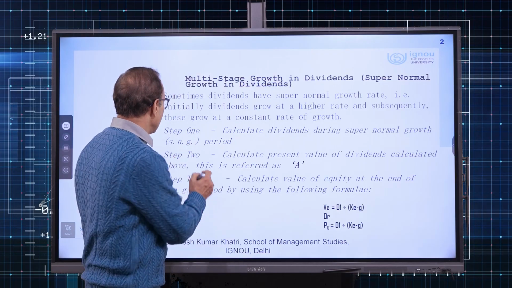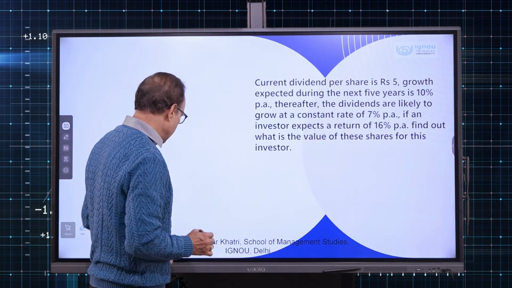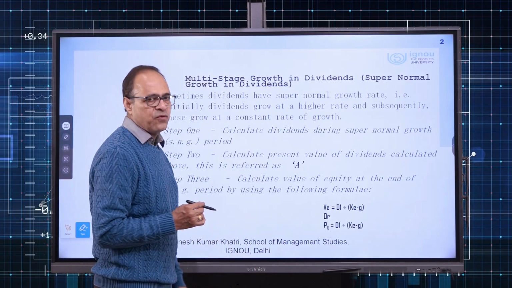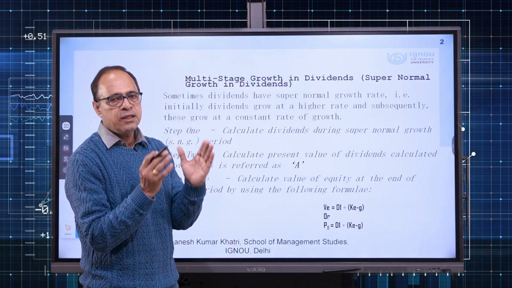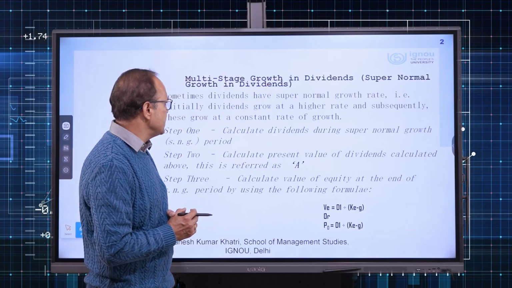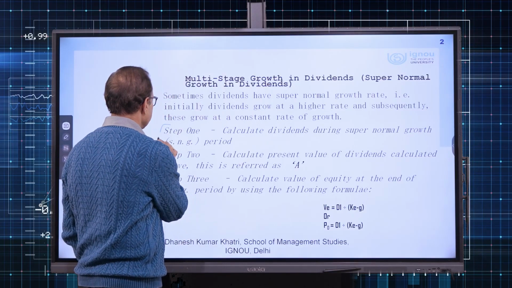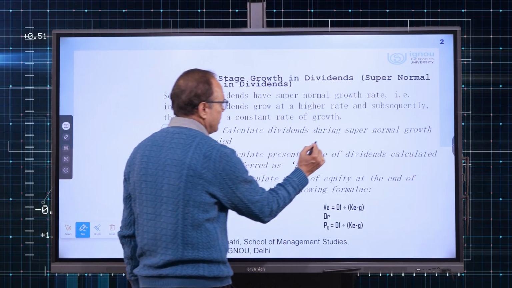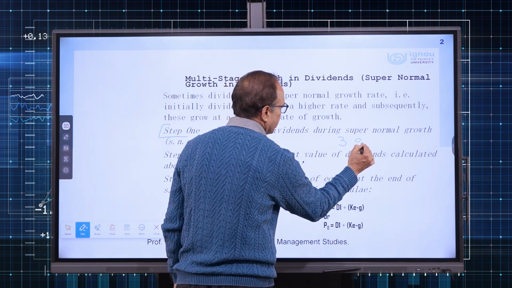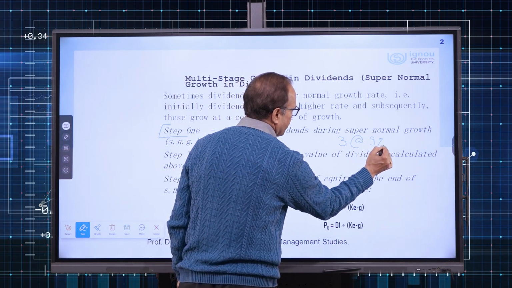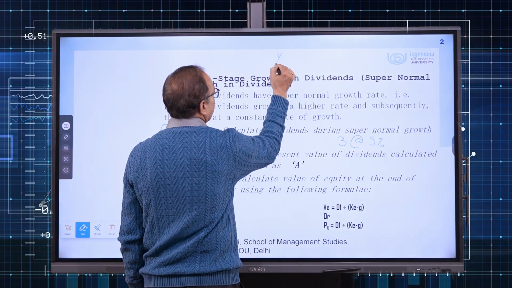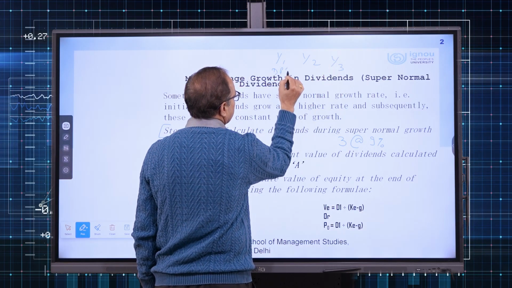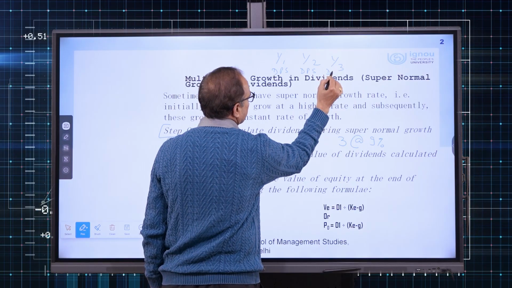So, supernormal growth period will be there. So, step number 1 will be there with us. What we are going to do in this case? We are going to learn the steps if we are given two-stage growth. Initially, dividends are growing at a higher rate and then they are normalizing at the normal rate. So, step number 1: calculate dividends during supernormal growth period. Suppose initially for 3 years, dividends will grow at the rate of 9% per annum. So, for year 1, year 2 and year 3, calculate dividend per share keeping that supernormal growth rate into consideration.